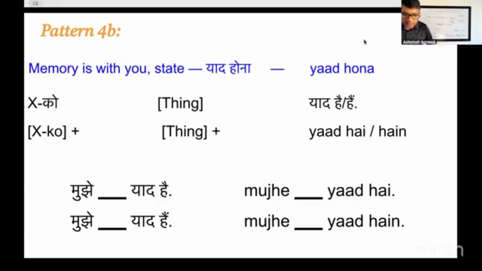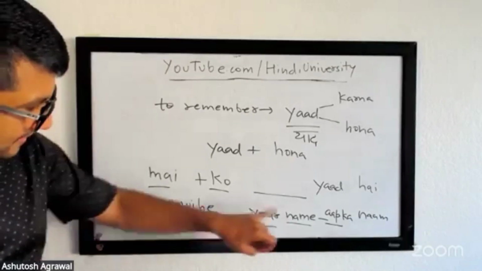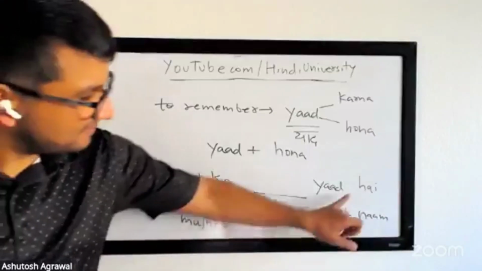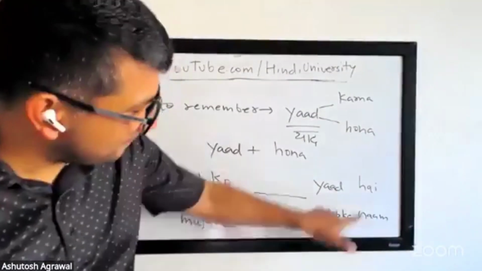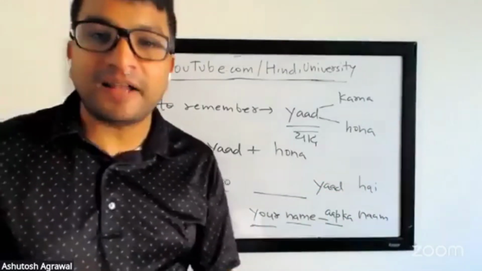Okay, so let's say you meet Josh after a month. You want to say, "Oh, I remember your name." How will you say that using this pattern? Mujhe... आपका नाम याद है. Yeah, है, because of मुझे, it's है. आपका नाम याद है. Okay?